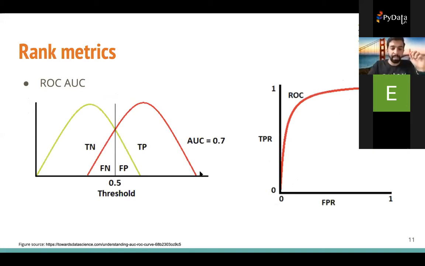For example, let's say these are the predicted distributions. Let's say the red is the distribution of the predicted probabilities for the positive class. The green is the predicted probabilities for the negative class. And let's say we put the threshold at 1 here.